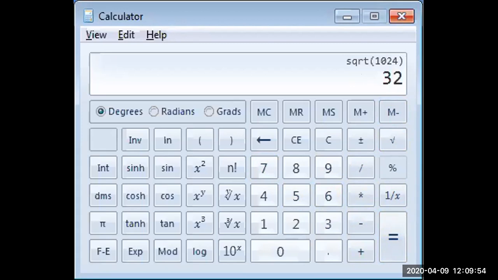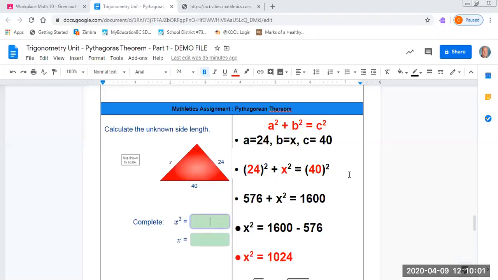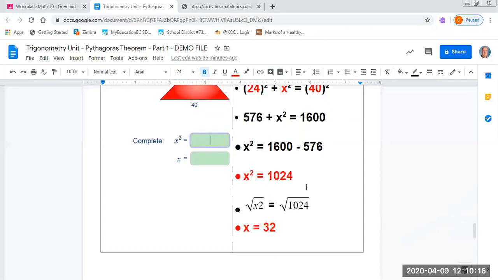So I'm just going to stop sharing the calculator screen and go back to my trigonometry screen here. Basically, using the calculator, I was able to figure out that this value is 576 and this is 1600. I subtracted the 576, the a squared, from the c squared to get 1024. And then when I took the square root of 1024, I found out this answer was 32.